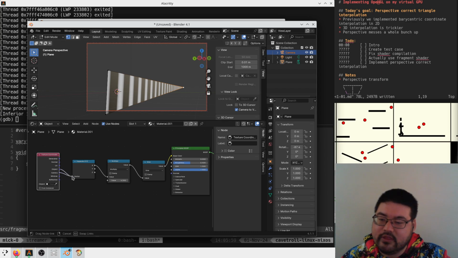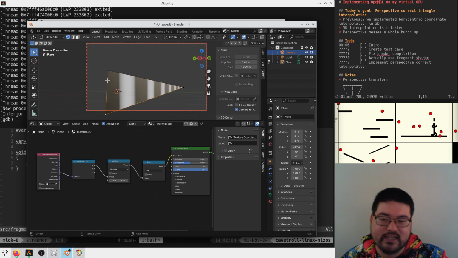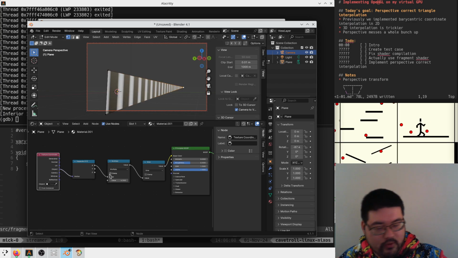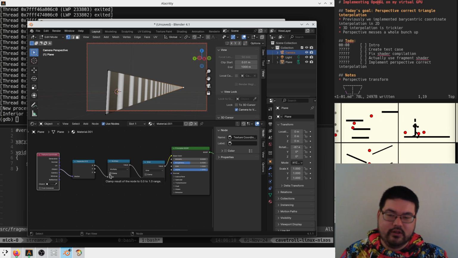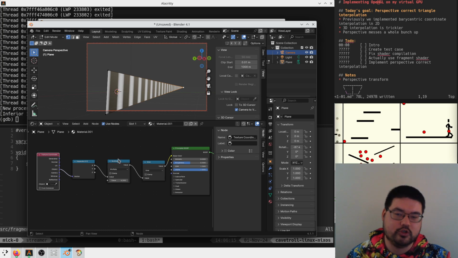So this is kind of what we have right now in our implementation, where we're interpolating these things as if they're flat, but in reality you have to interpolate them as if they're getting farther and farther away. So that's the goal for today, to make this test case work for our triangle interpolation.